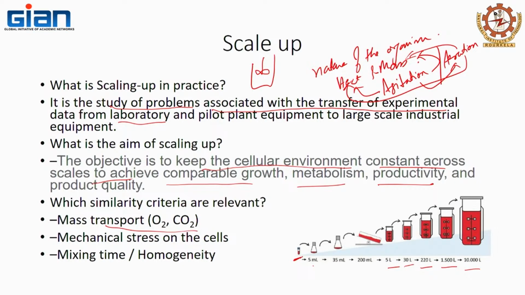Larger the population, too many people, right? It's just like going in an auto rickshaw versus going in a crowded bus. Scaled up. Stress, right? From the cell's perspective. The mixing time that would have been required at a small scale would be very different from the mixing time required at a larger scale. So, how quickly you can reach homogeneity is very, very important when you are trying to do scale up.